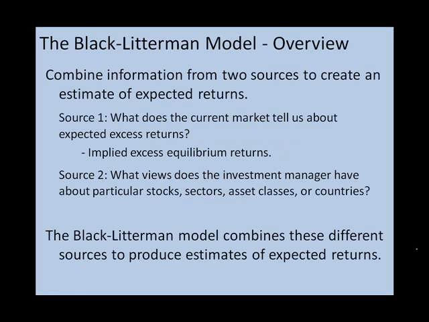To provide an overview, the Black-Litterman model essentially combines information from two sources to create an estimate of expected returns. The first source is, what does the current market tell us about the expected excess returns? This is the implied excess equilibrium returns that we calculated in the previous video. The second source is, what views does the investment manager have about particular stocks, sectors, asset classes, or countries? And the model combines these different sources to produce estimates of expected excess returns.